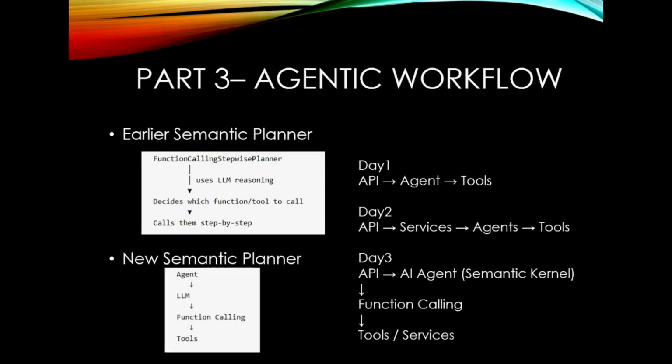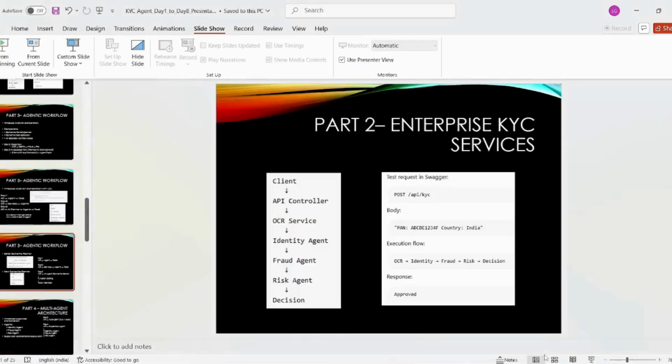So just keep in mind one thing, that in the Semantic Kernel earlier we had a function calling stepwise planner. The planner was actually giving this function internally, which is using the LLM. But in the new Semantic Kernel, the LLM will call the function call directly. So always remember, the API will talk to agentic AI, and that will call the function calling, and then the tools and services. So let's see how part 3 actually works using the AI and planning.